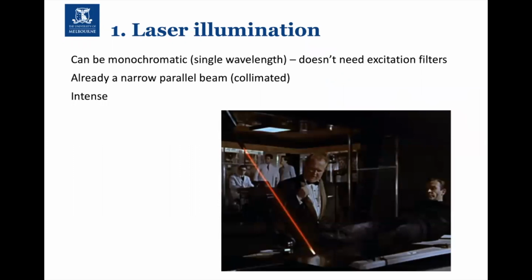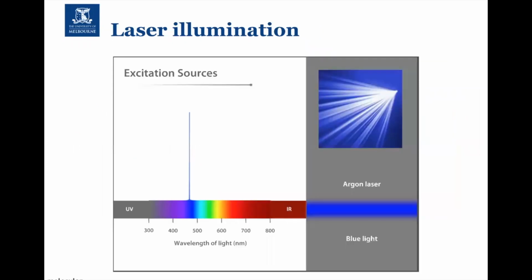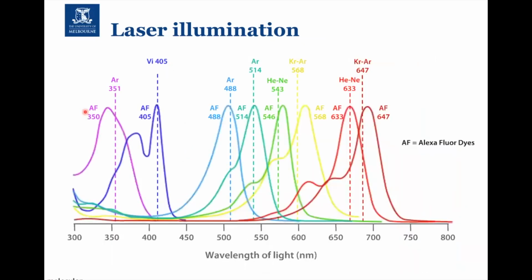Okay, so why laser illumination? So the nice thing here is it can be a single wavelength, which means we don't necessarily need the excitation filters on the system. It can be a narrow parallel beam, so what we call collimated, and it can also be very, very bright. So this is just, I guess, the same images we showed for the wide field, just to show you that we have essentially a single wavelength here, which we're exciting our sample with.